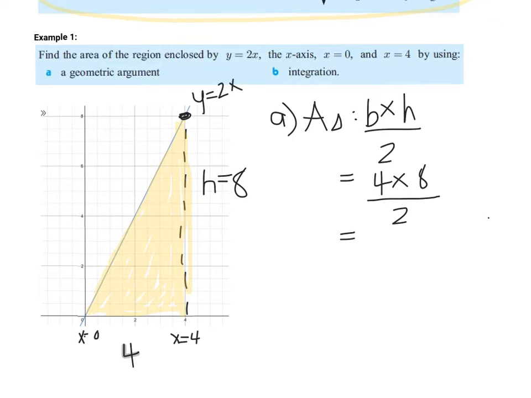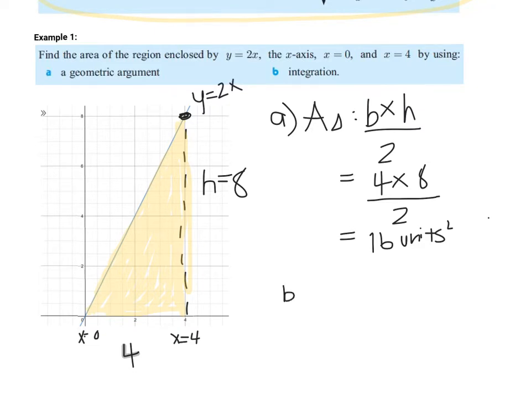which gives me 16 units squared. We don't know what the units are there. Units squared is a nice thing to write so we can make sure that we remember that we're talking about area. Remember, our units for area are almost always squared. And so we're looking at 16 units squared. We've done that without using any calculus, any integration whatsoever.